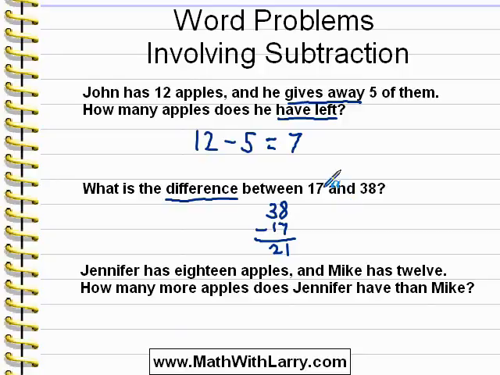Let's look at this problem. Jennifer has 18 apples and Mike has 12. How many more apples does Jennifer have than Mike? Now you have to be careful. I'm going to underline how many more, which might look to you like addition. But what we really need to figure out, just like we did in the previous problem, is the difference between Jennifer's apples and Mike's apples. And that's how we'll find out how many more she has. So here we'll simply do 18 minus 12 to get 6.